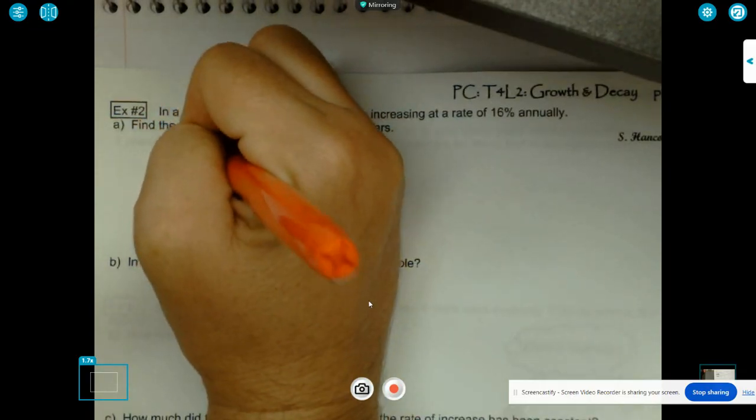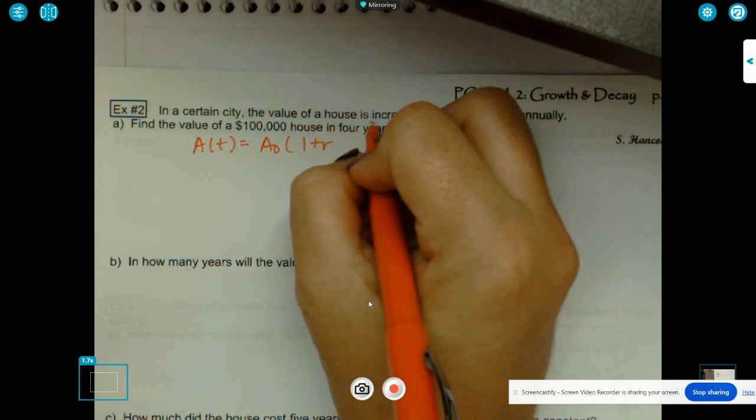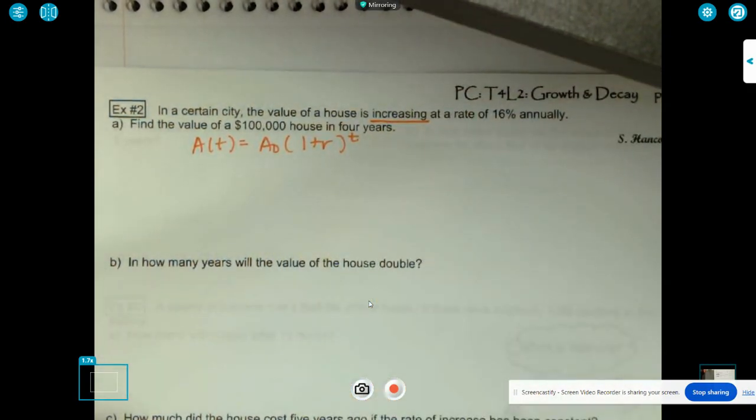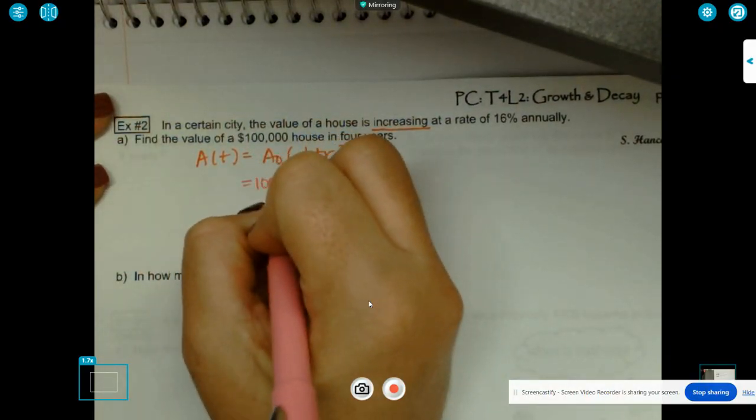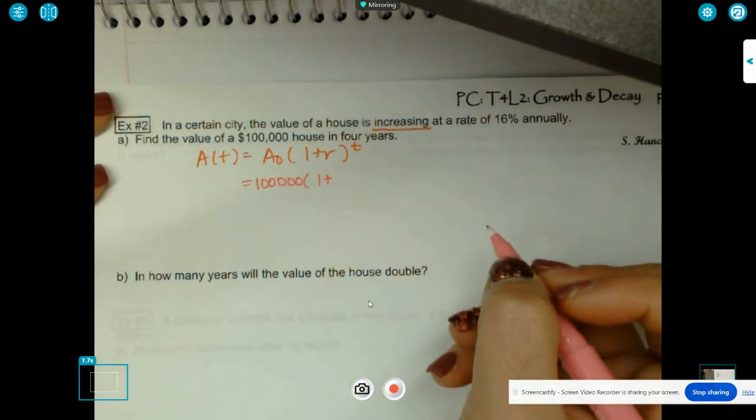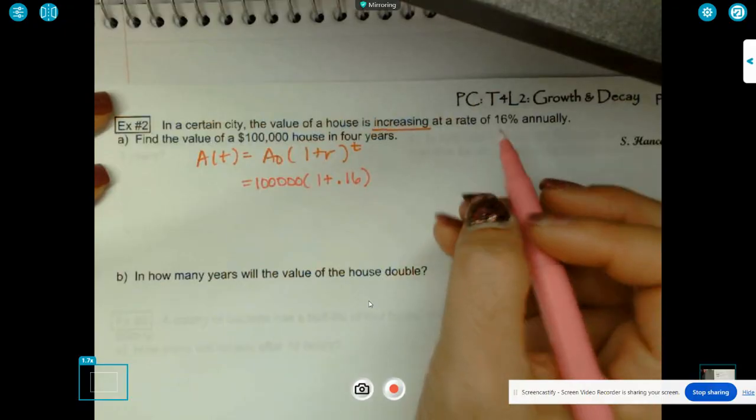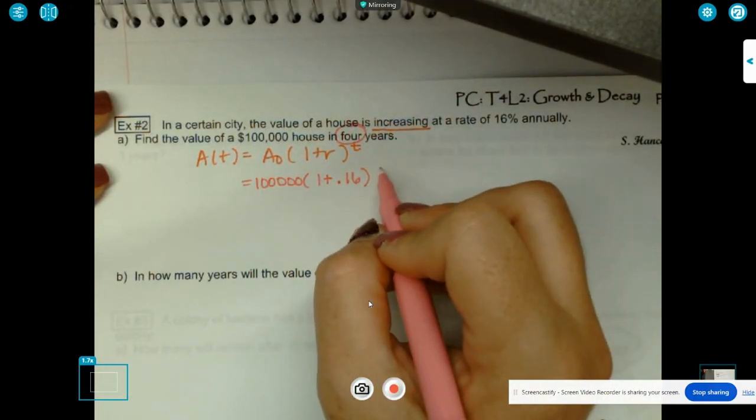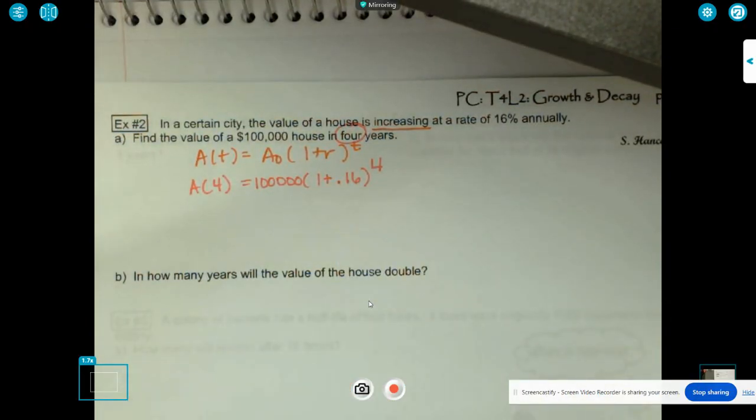We're using the left. A of T equals our initial amount, 1 plus a rate because it is increasing, to our time. All right, so what is our initial amount here? 100,000, right? 1 plus, what's our rate? 0.16, and they want to raise that to the 4 years. Okay, so A of 4, the amount after 4 years, equals 100,000 times 1 plus 0.16 to the 4th. Grab your calculator, type that in, let's see what we get.